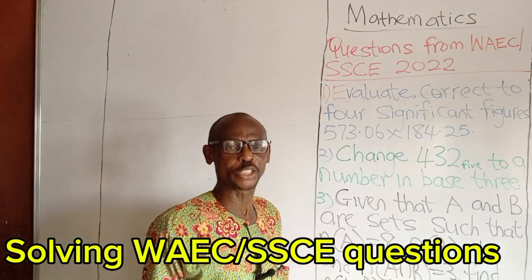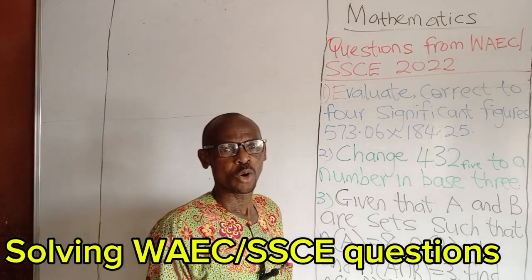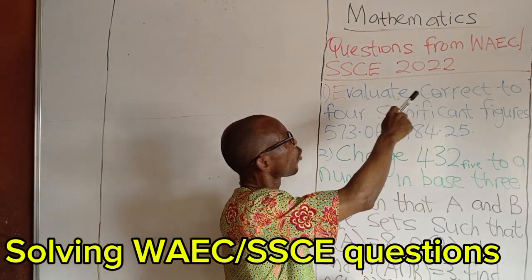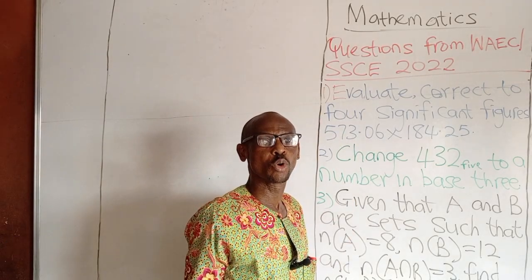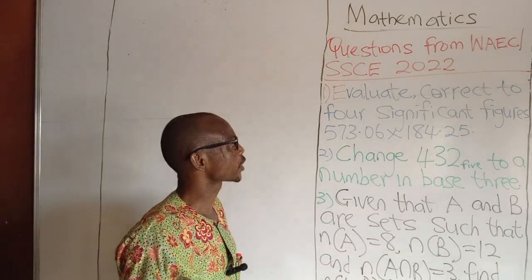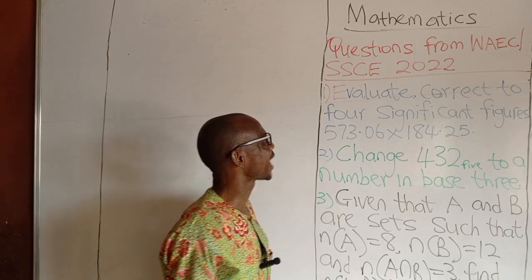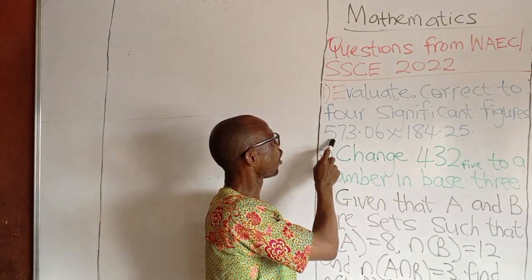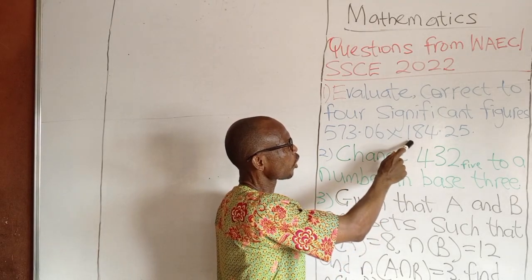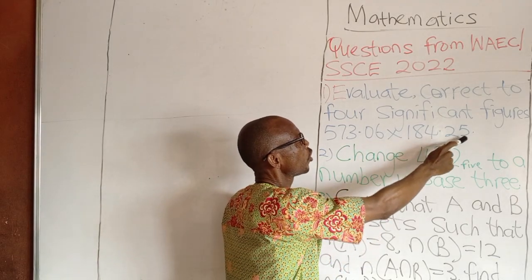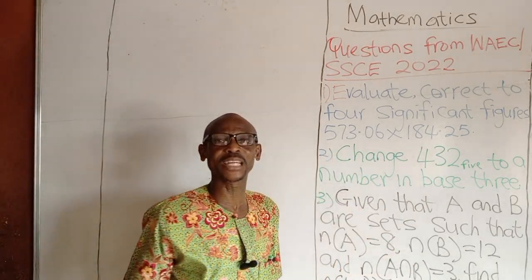Today we are going to concentrate on solving some past questions in mathematics. We are going to look at questions from the WAEC SSCE 2022. Now let's see. The first question says, evaluate correct to 4 significant figures, 573.06 times 184.25. They say you should evaluate this correct to 4 significant figures.